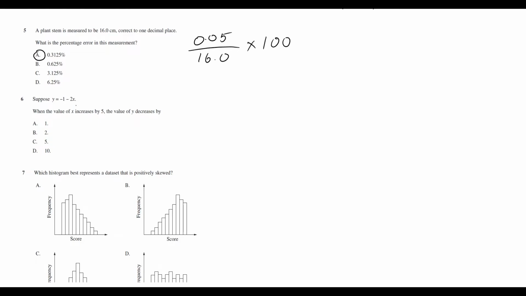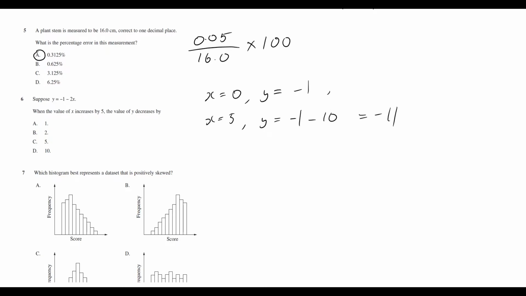So what I'd like to do is start off with x equals 0. So initially we'll set x equals 0. Then what will y equal? Y will equal to negative 1 minus 0, so y equals minus 1. And now, if we increase the value of x by 5, so now we let x equal 5, let's see what y becomes. Now y becomes minus 1 minus 2 times 5, so minus 10.